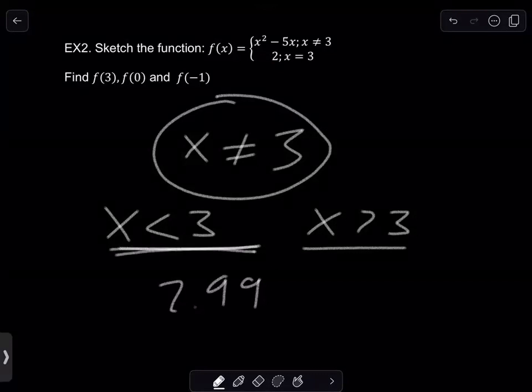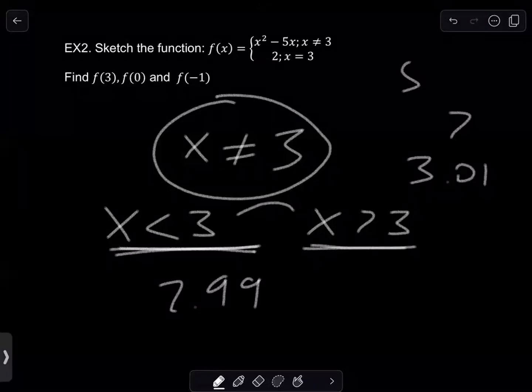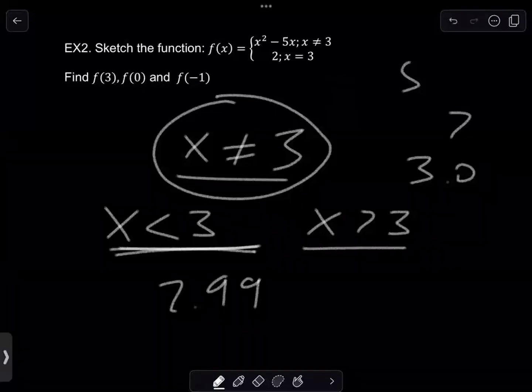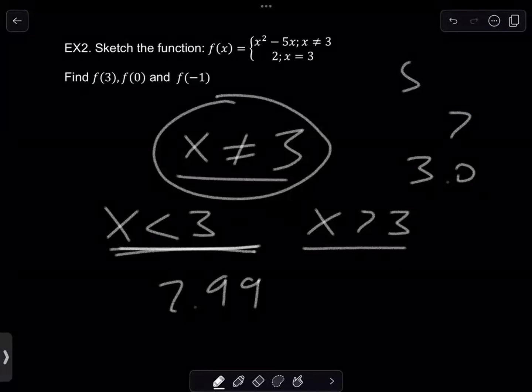So you could pick a number that's less than 3, or you could pick numbers like 5, 7. You could even pick 3.01. In that case, you'd be picking numbers that are greater than 3. But in any event, in both cases, you would still not pick 3. So you can say x is not equal to 3 can be written as x is less than 3, or x is greater than 3.